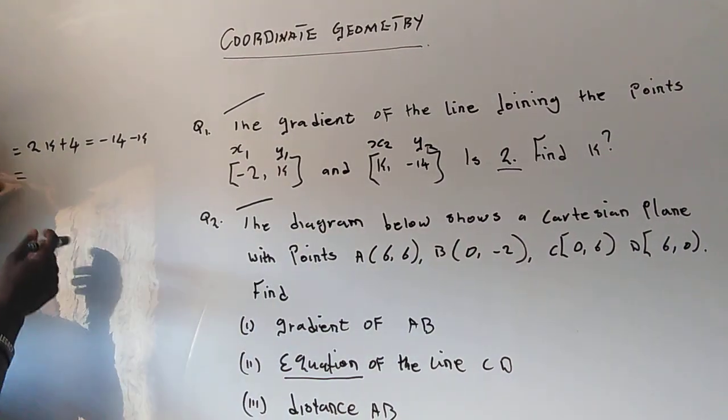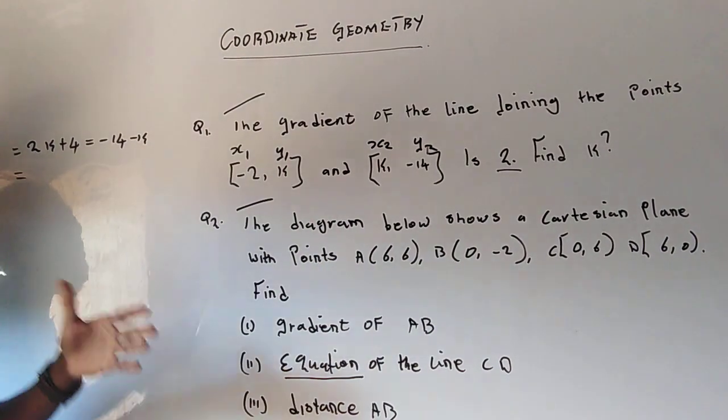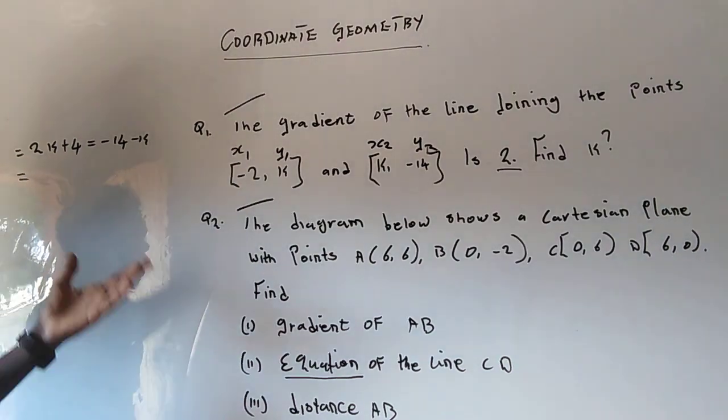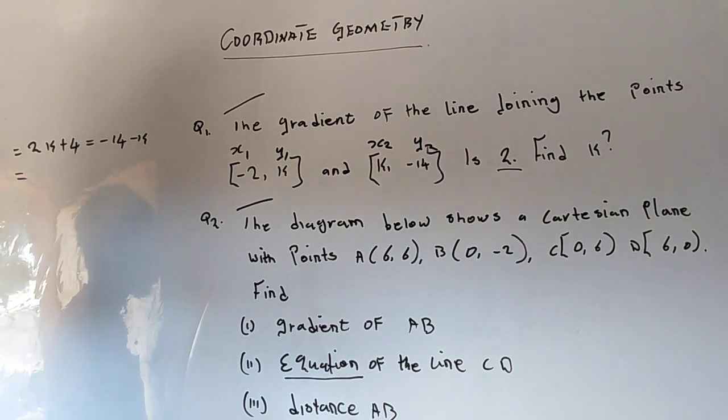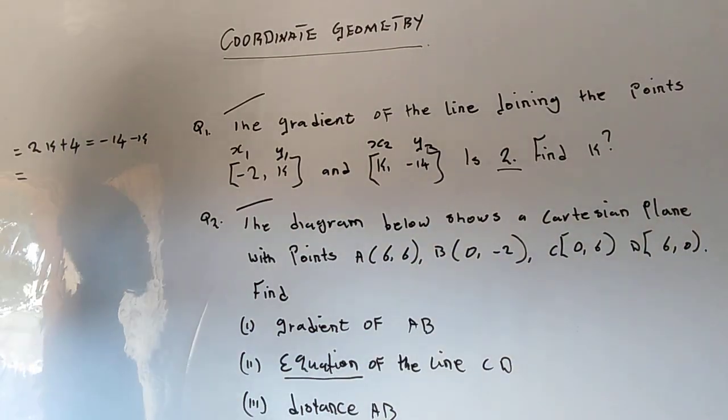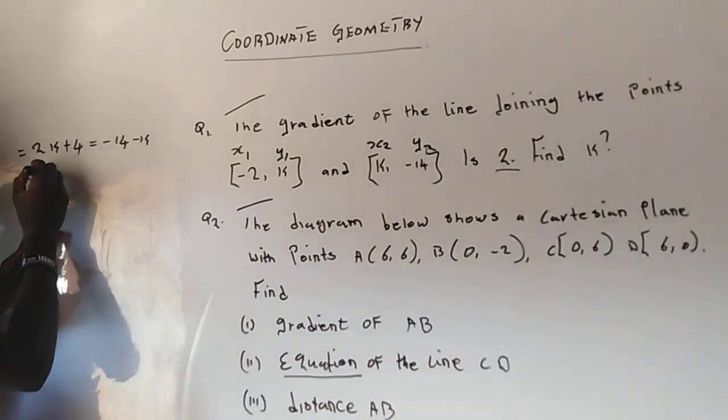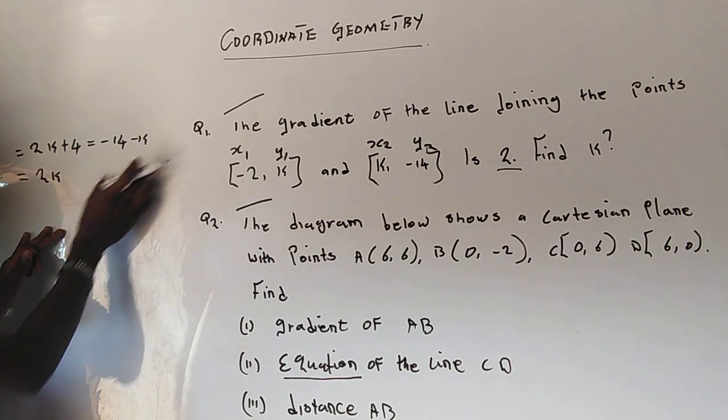All right, so from this part now, I'm going to group the like terms, whereby those with k, I'm going to put them separately, and those without k, I'm going to put them separately. So I'm going to start with those that have k. So I'm going to say 2k. I'm having a k here.